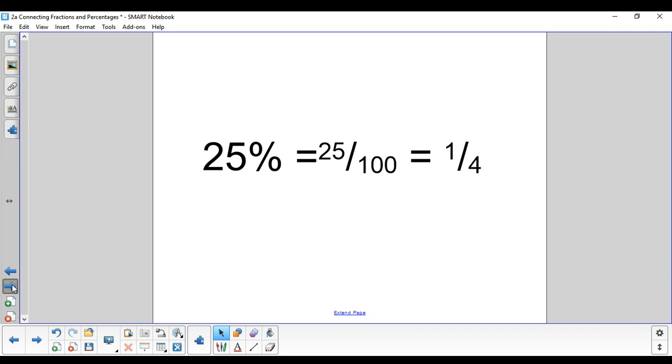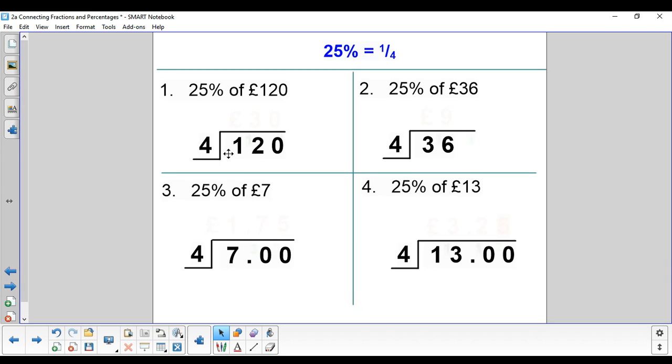25% is now a quarter. So if you know it's a quarter, you divide by 4. 4 into 12 goes 3, so 4 into 120 goes 30 times. You can carry over the 1 if you want, but I'm sure you can do that mentally. 4 into 36 goes perfectly 9. There's no reason to carry over because you know 4 9s.